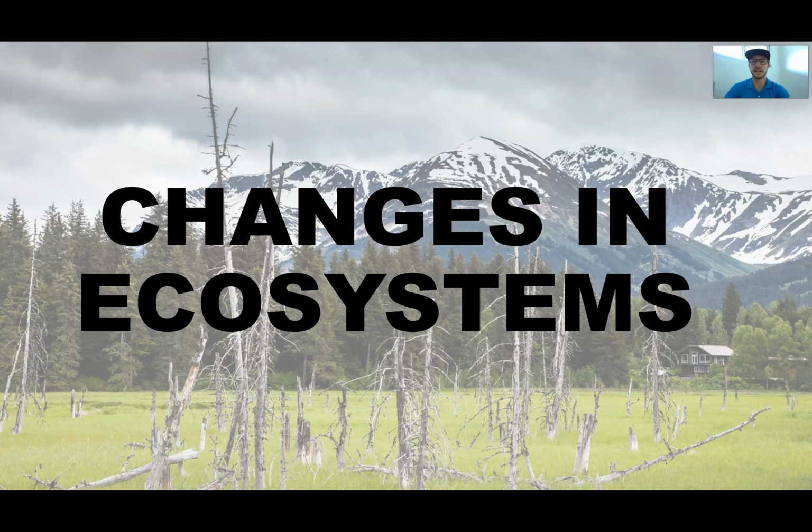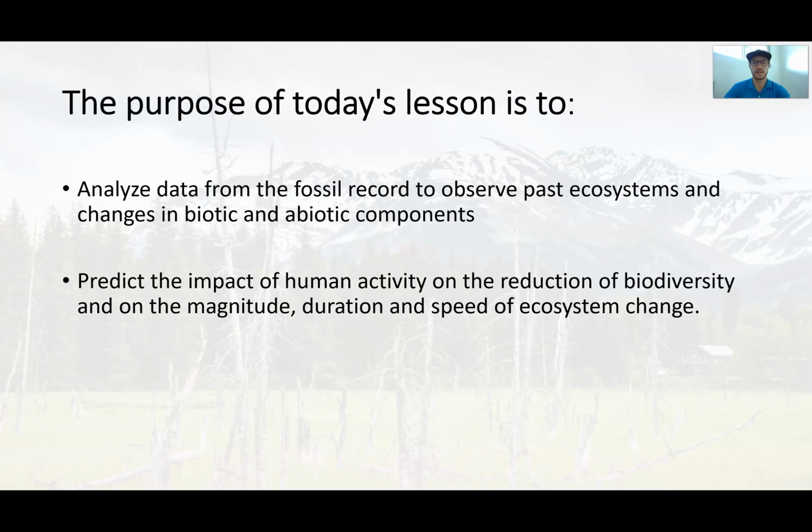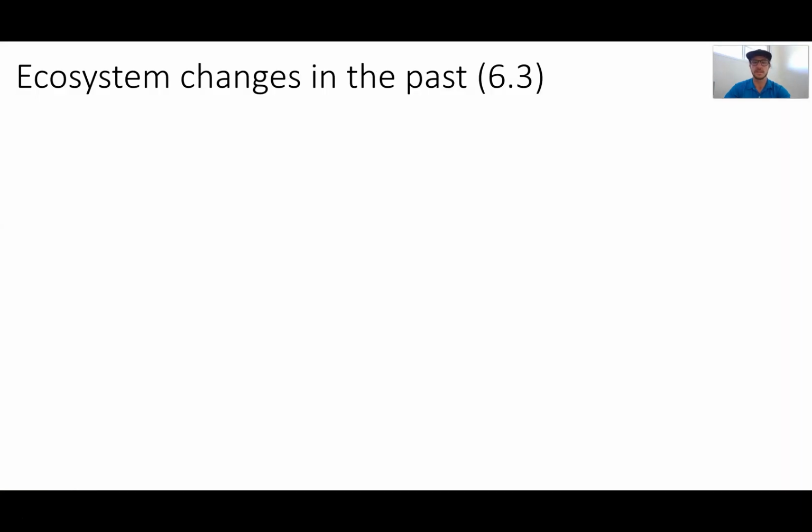It is on changes in ecosystems, part 2. The purpose of today's lesson is to look at the fossil record to be able to make observations about the past, as well as look at human impact on biodiversity. This is from 6.3 and 6.4 of your textbook. So first up, 6.3, ecosystem changes in the past.